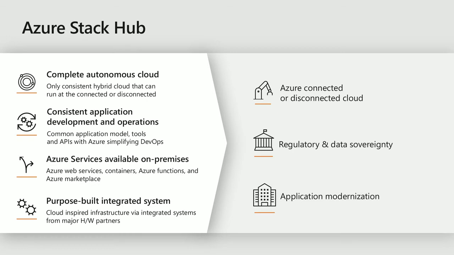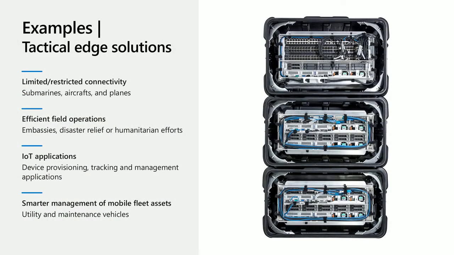So last year, we announced tactical edge solutions. Just like the rugged series that we have available with Azure Stack Edge, we have Azure Stack Hub tactical edge solutions. So these are ruggedized Azure Stack systems that you can run in harsh or austere environments. So think of areas where there's limited or restricted connectivity. So mining, submarines, aircrafts, those types of environments where it really is harsh, austere environments. You need field operations. So field operations could be embassies or disaster relief or even humanitarian effort. But you still want full cloud capabilities.